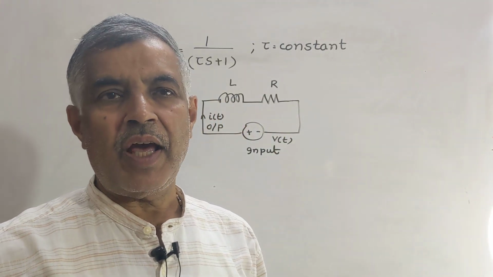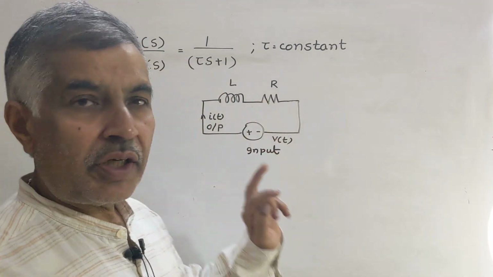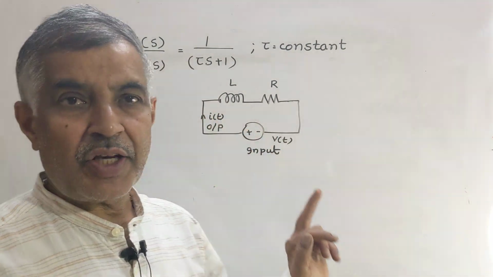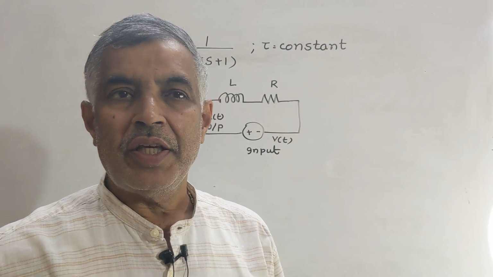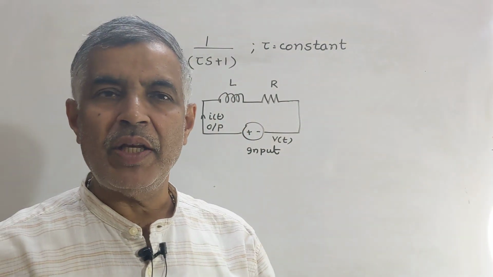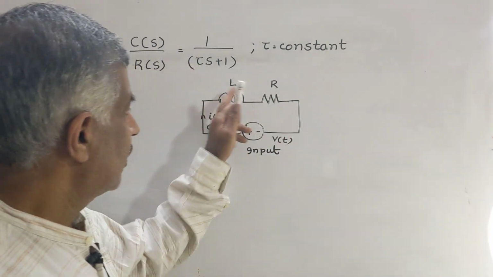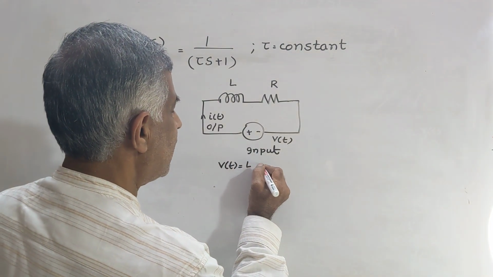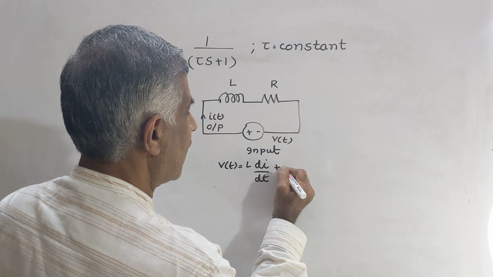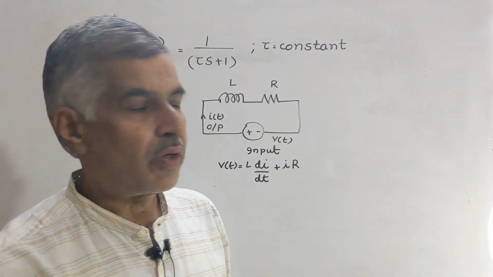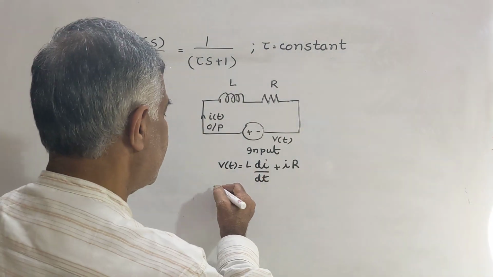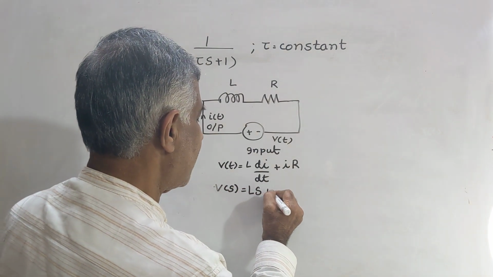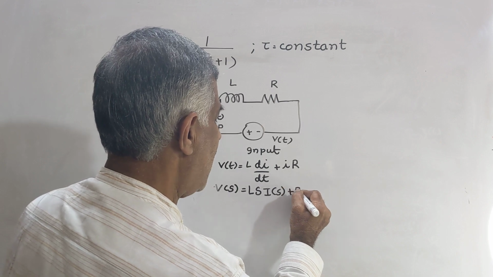A first order system will have one energy storage element. As you know, a resistor cannot store energy. It can only dissipate power, whereas an inductor can store energy. Therefore the order of the system depends on energy storage elements. So one energy storage element means first order system. Now if you write the KVL equation for this, V(t) equals L di by dt plus iR, based on Kirchhoff's voltage law.